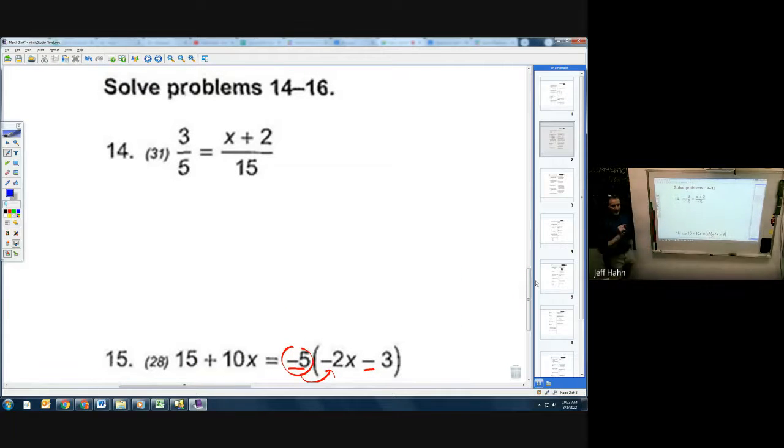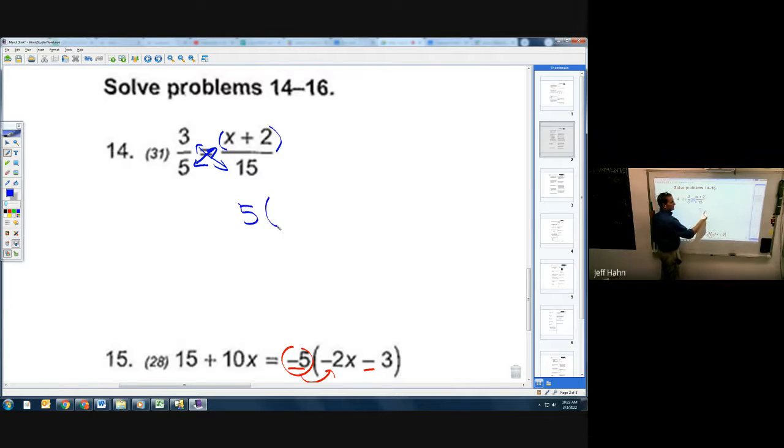Ladies and gentlemen, if you got this one wrong, please know this is probably where you went wrong. Some of you might be able to figure this out without doing it this way. That's up to you, but this is the way this needs to be done. This is, again, cross products. You need to multiply the two diagonals and set them equal to each other. Just know that when you multiply 5 times x plus 2, this needs to be put in parentheses.